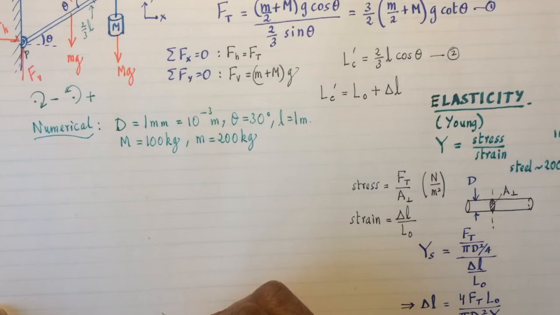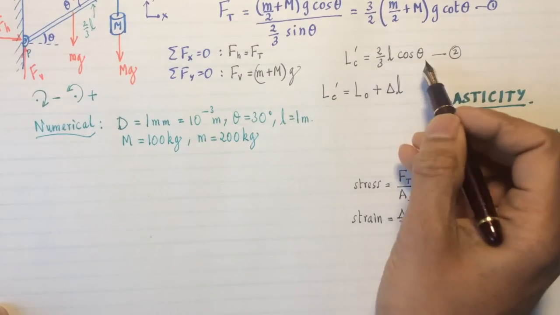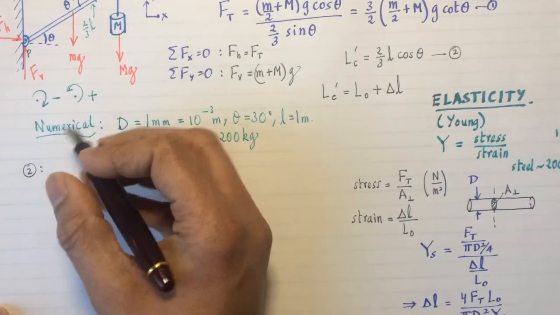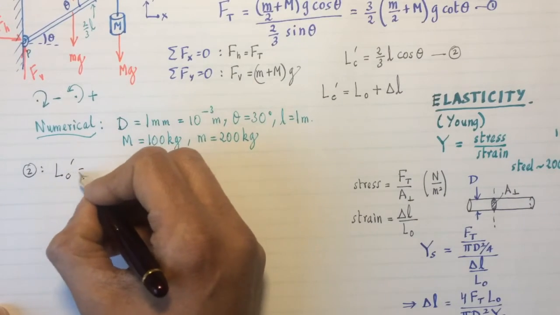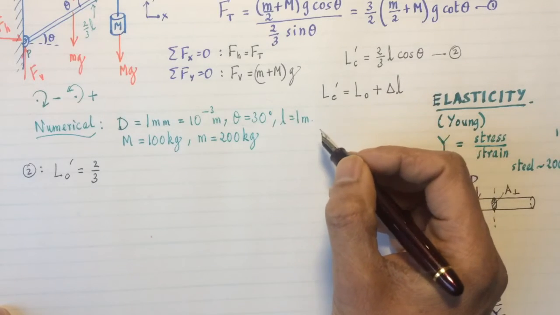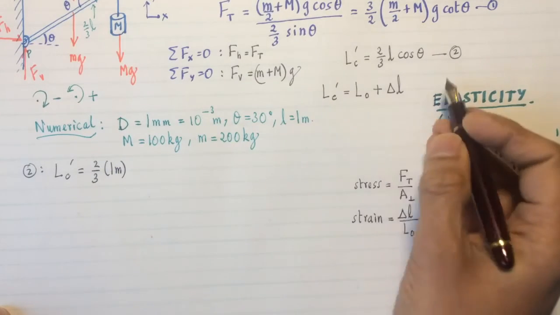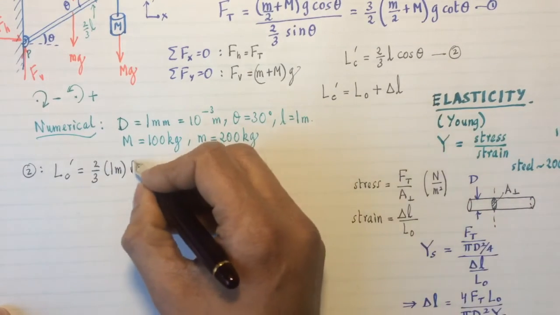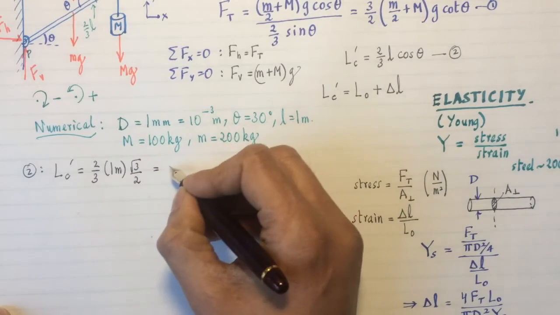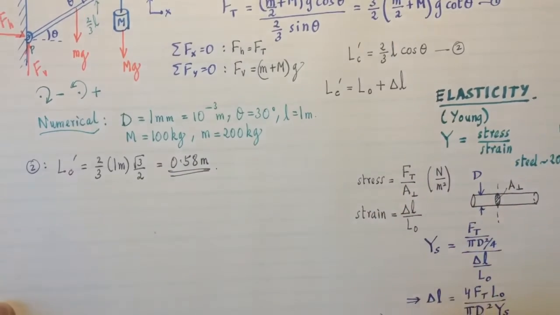But I just want to see how much of an effect there is. Let's find out the length of the cable using equation 2. I get LC prime equals 2/3 times L, which is 1 meter, times cosine of 30 degrees, which is √3/2. And I did this before I made the video, so that's 0.58 meters.